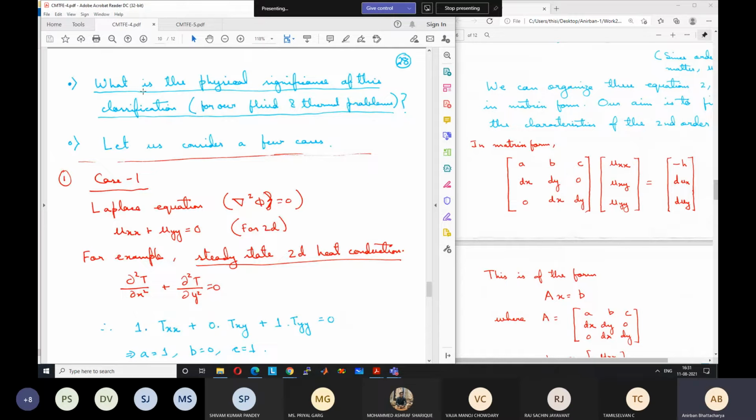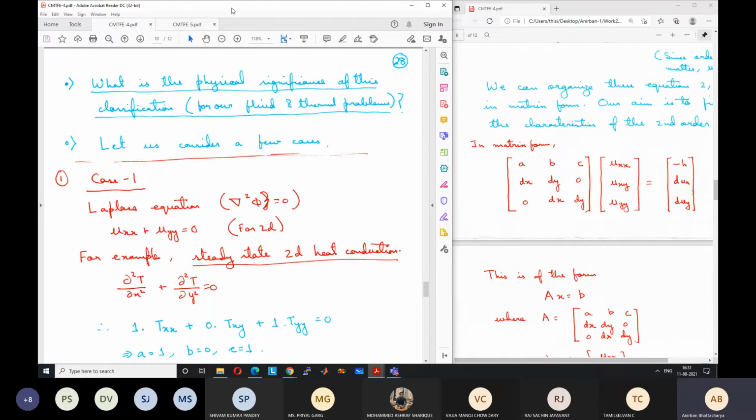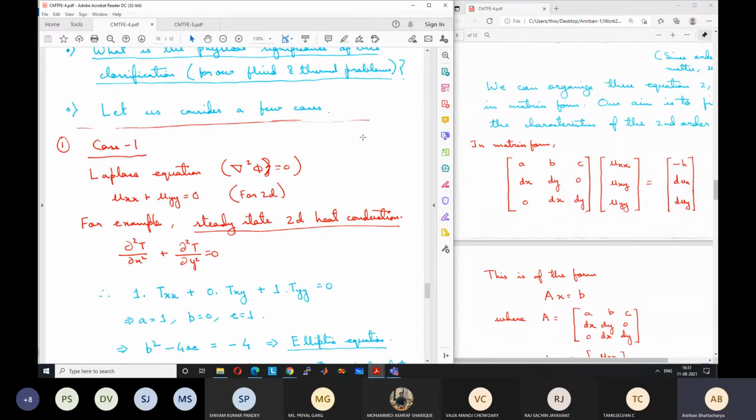So the question is, what is the physical significance of this classification for our fluid and thermal problem? It is fine that we have developed some classification, but what is the use for us? Why have we developed this classification? Let us take a look at a few cases.